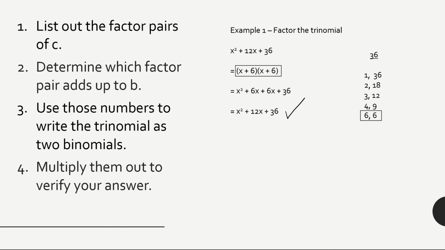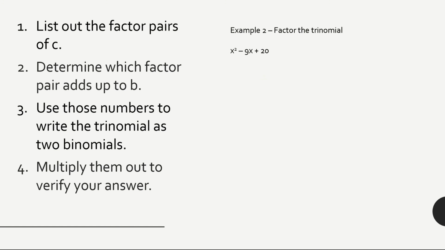So let's work on a second example to make sure you guys got it. So we're going to factor this trinomial, x squared minus 9x plus 20, okay? So the first step is going to be to list out the factor pairs of C, okay? So in this case, C is going to be 20. And so we're going to list out all the numbers that go into 20.